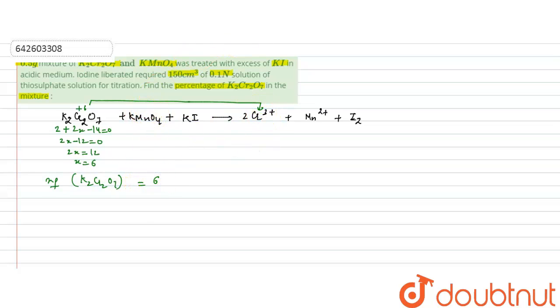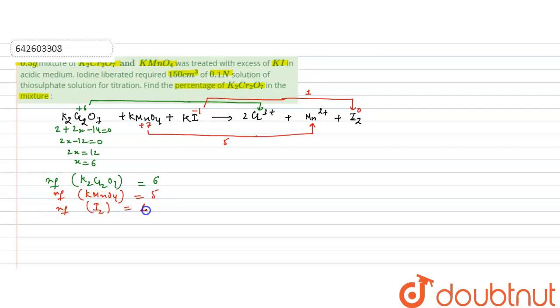Now we will see for manganese. In KMnO4 the oxidation state of manganese is +7 and it is reduced to +2. It means the change in oxidation state is 5. And here is 1 manganese atom, so the N factor for KMnO4 is 5. Now the iodide ion in KI is present in -1 oxidation state, and when it is oxidized to iodine it is oxidized to 0. It means the change in oxidation state is 1, so the N factor for iodine or KI we can say is 1.